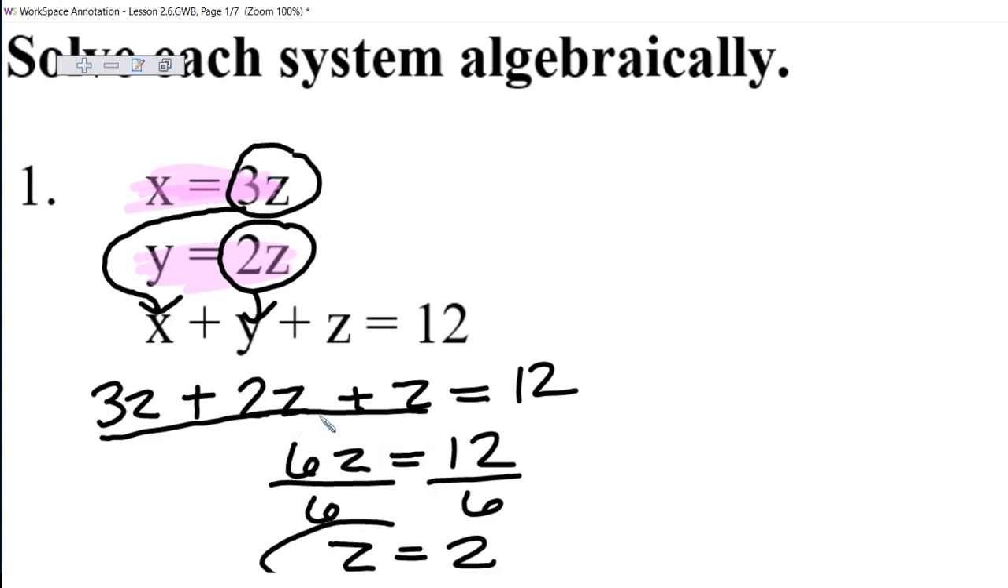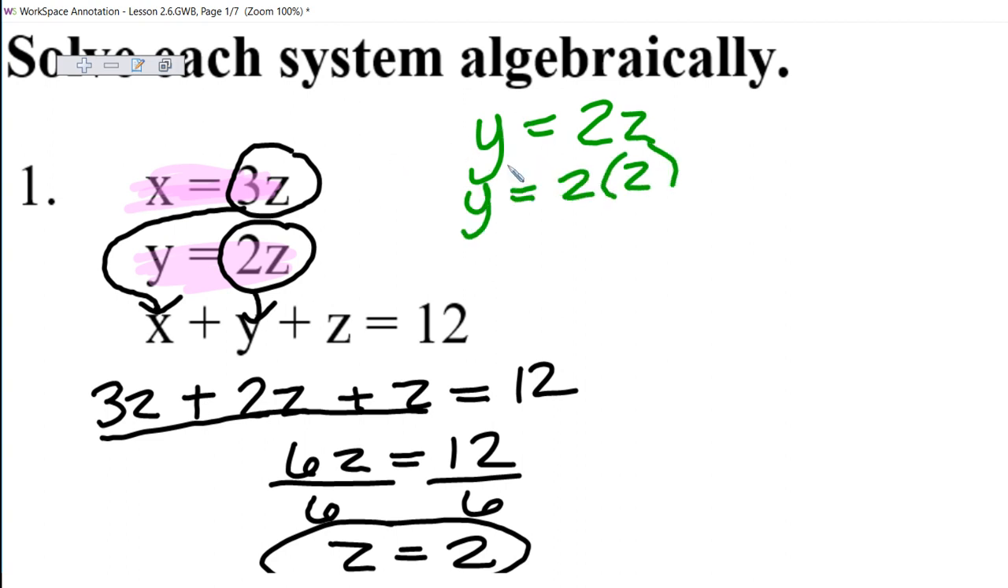So once you have z, then you'll have to find y and x. Looking at these 2 equations, I can use the top and bottom to get the last 2 answers. So let me switch to green. If I want to get y next, I'm going to use that second equation, y equals 2z. But instead of z, what do I replace the z with? 2. So this would be 2 times 2, and 2 times 2 is 4. So there's another third of the answer. So I have z, I have y. What else do I need?